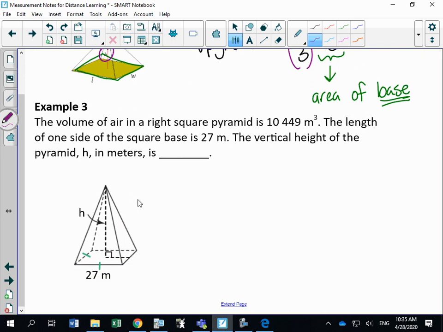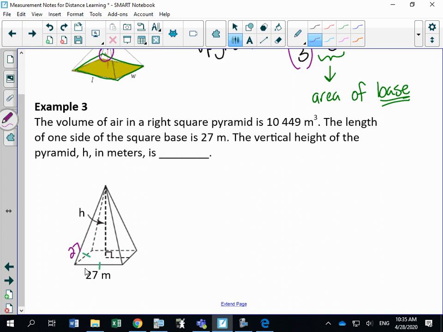Okay, let's look at class example 3, and see if we can figure this out. The volume of air in a right square pyramid is this. The length of one side of the square base is 27. So they tell me that it's a square base, so it's 27 by 27. If I had to calculate the area of that base, what is big B? It's just going to be 27 times 27.